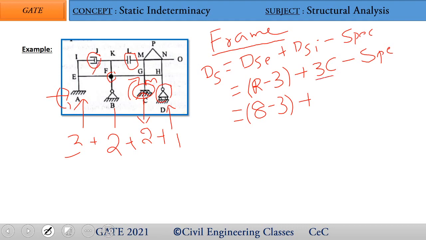So here, this is the first closed group, this is the second, this is the third, and this is the fourth. See, there are 4 closed groups present. So 3 into 4, minus special cases.